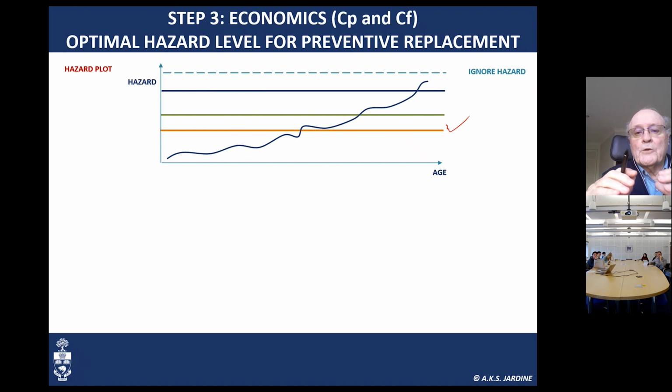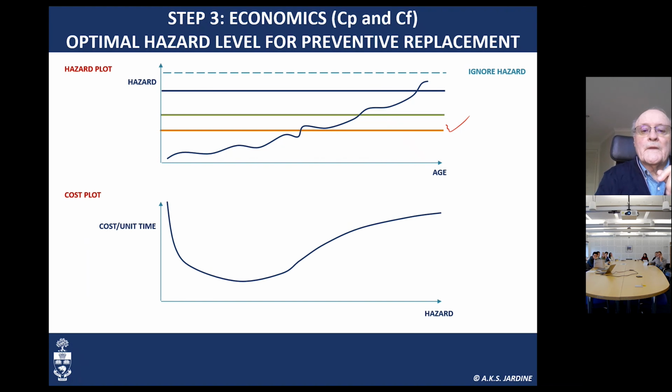So now we're going to ask the question, what about the cost of a preventive removal and the cost of a failure removal? And once we know what these costs are, we can get this cost plot that you see at the bottom of the screen. So for example, if the hazard level is low, you'll do a lot of preventive work, get very few failures, and we can calculate the cost of that. If we let the hazard level go higher, then we'll do less preventive work, but suffer more failures, and we get the cost of that.